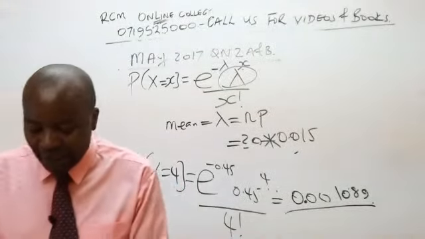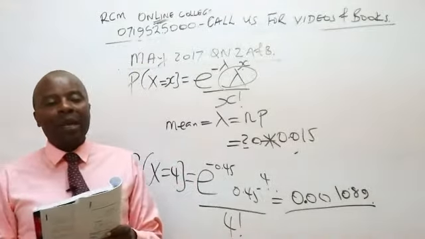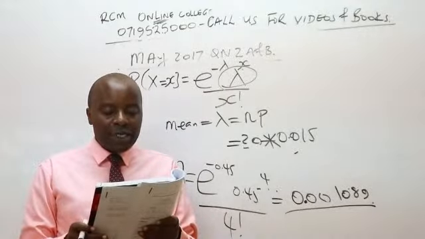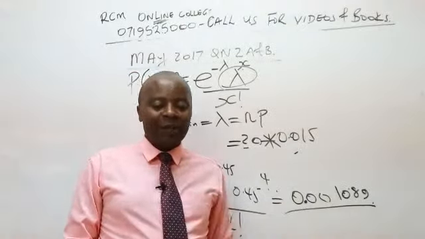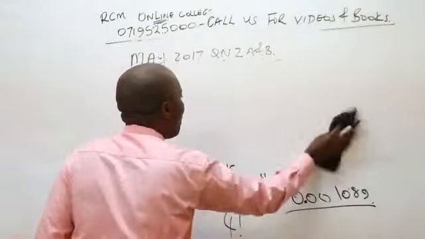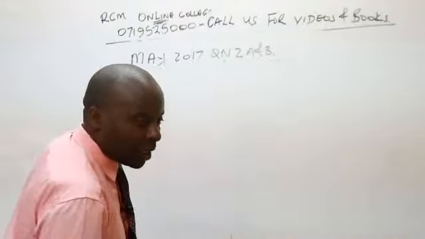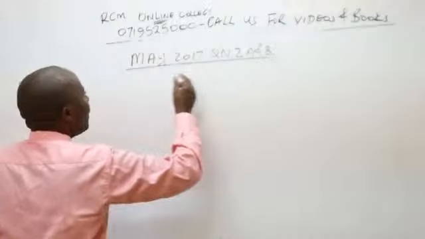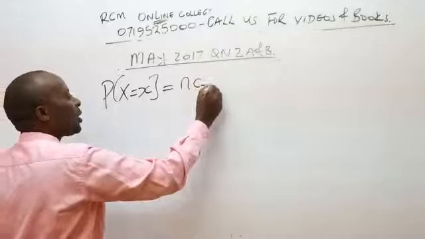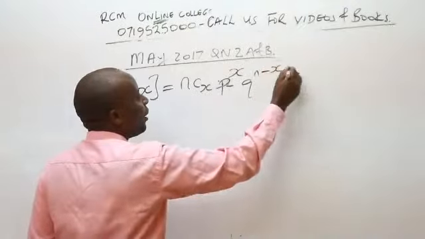And then now we go to number 2 straight away, where they want us to evaluate the same probability, but this time around, using the binomial probability distribution. Binomial is very easy. It is n combinations x, times p raised to x, times q raised to n minus x.